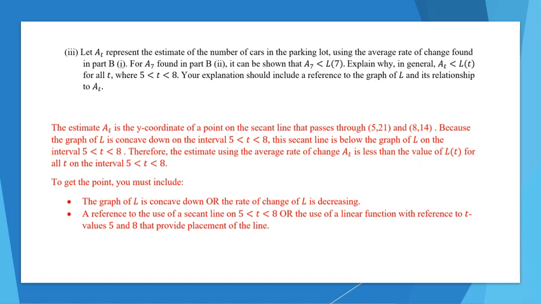And so I would word my answer as such. This is the answer that came from AP. You don't have to memorize all of this, so just pay attention for the next minute or so. The estimate A of t is the y-coordinate of a point on the secant line that passes through (5, 24) and (8, 14).